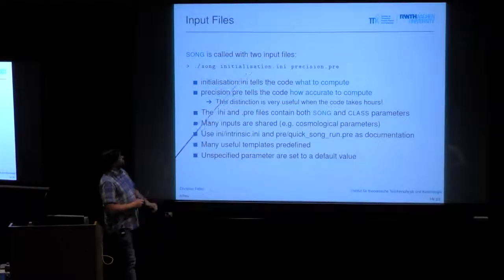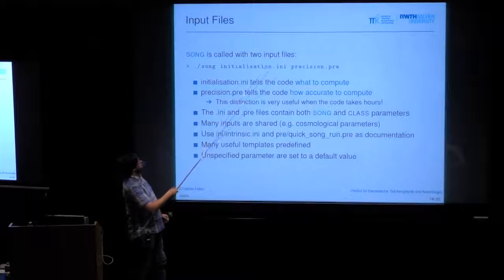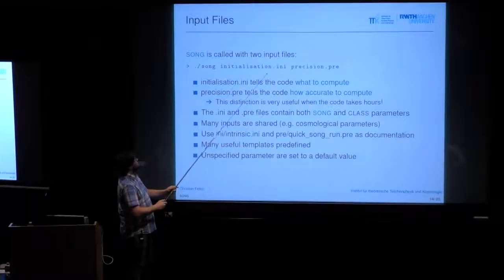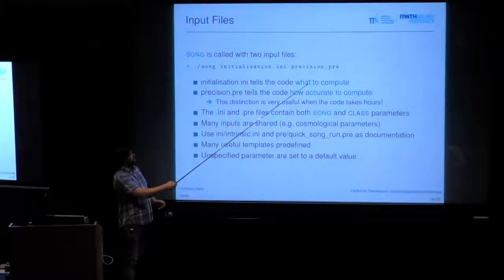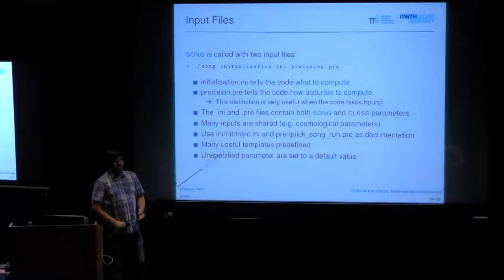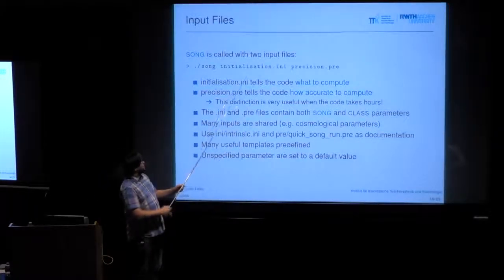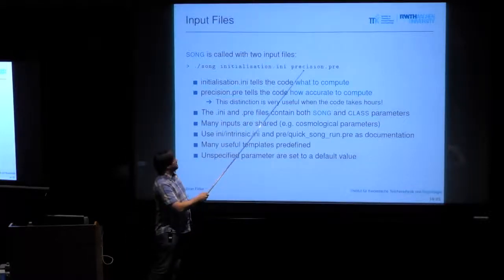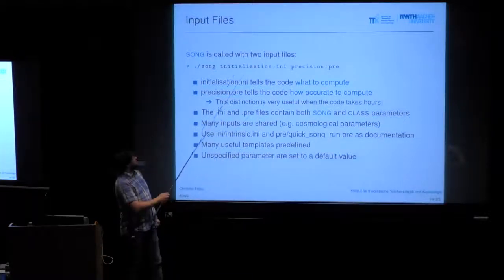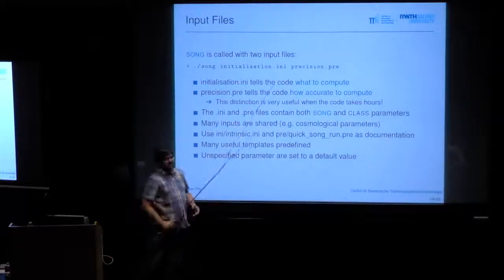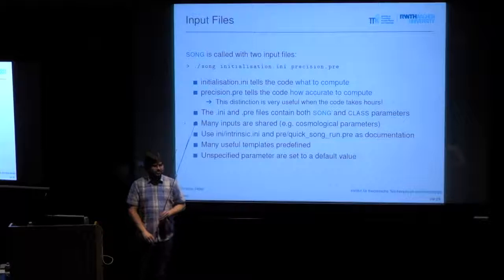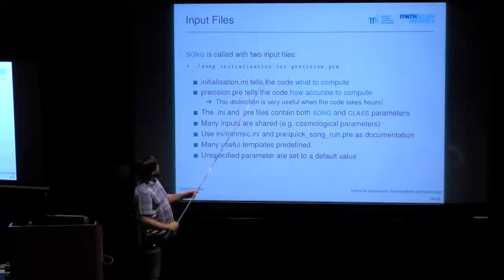So I would advocate for not putting whatever you want into these files, but being systematic about it and using the initialization file to tell the code what should be computed, and the precision file to tell the code how accurately it should be computed, and not mixing these two. And this is also how we have given the presets. So in the precision folder, you find different precision files, and then you can use the initialization file to tell the code what you want to compute, and you can use just different pre-made precision files to see if that works, or work on these yourself.